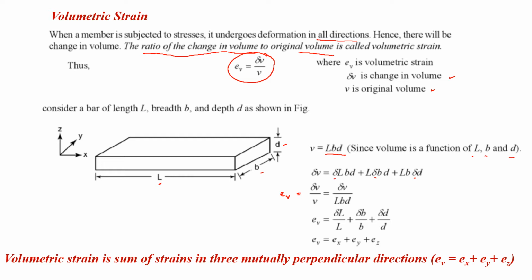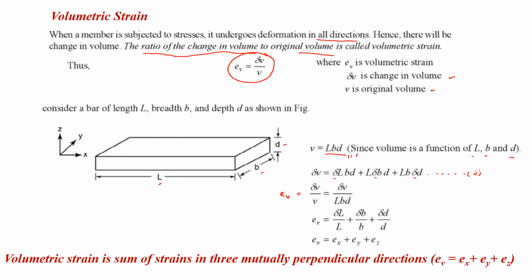So EV is equal to, we can divide delta V, that is equation number 2, by equation number 1. That will give volumetric strain equal to delta L by L plus delta B by B plus delta D by D. Here L is the length of the bar, B is the width of the bar, and D is the depth of the bar.